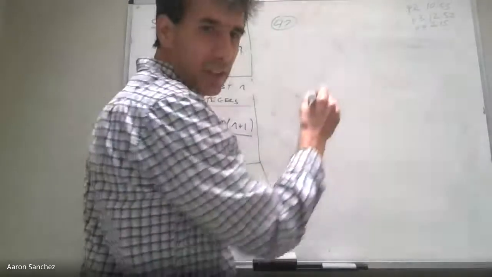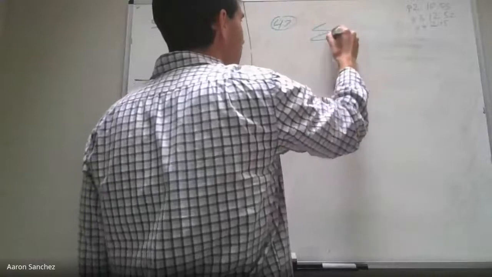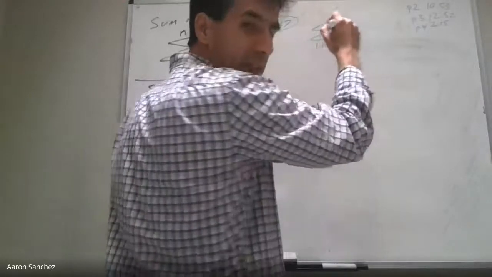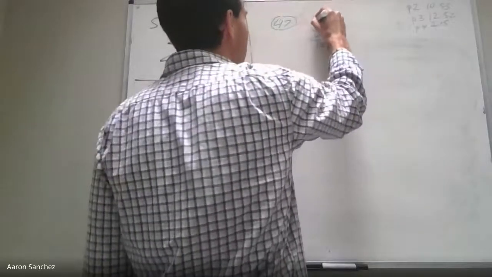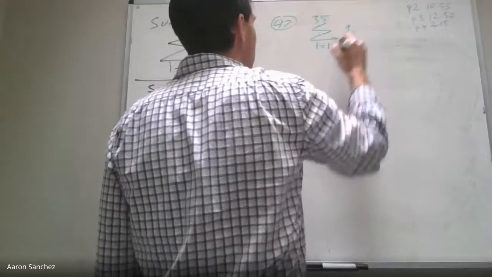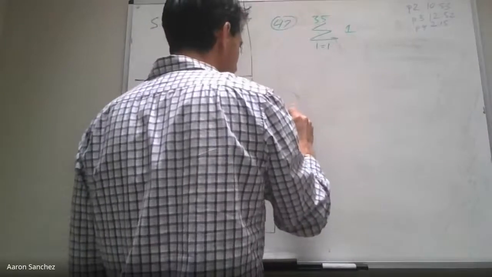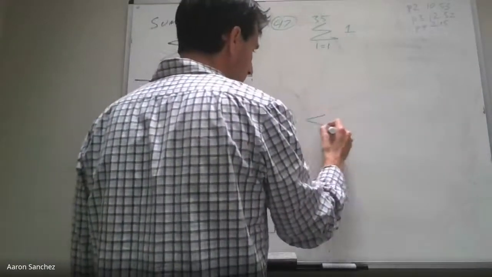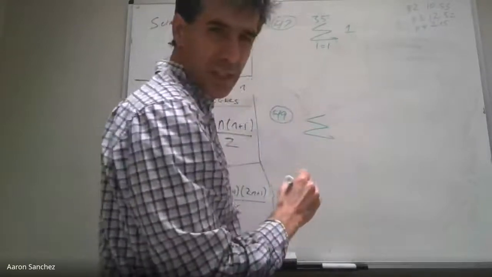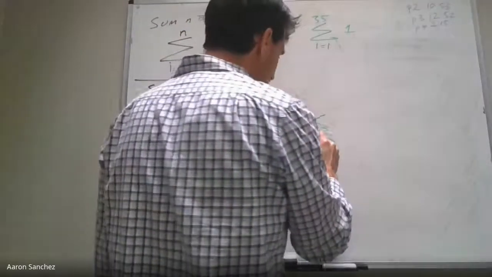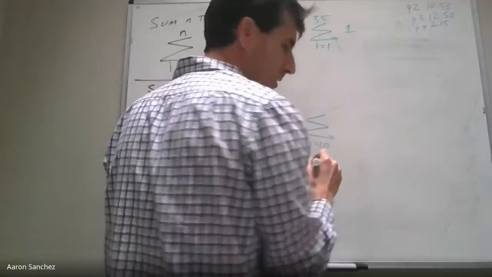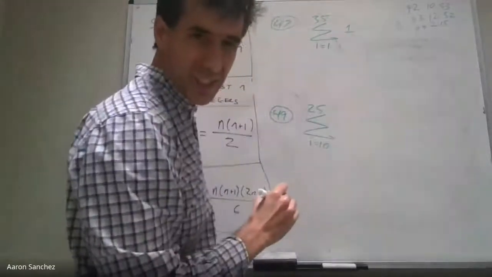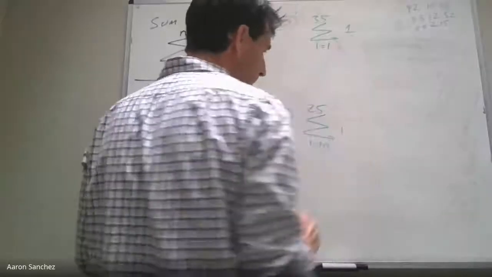47 is sigma. First term is 1, 35, and 1. And then 49, I'm just writing them out so you guys can see. 49, sigma. First term is 10. This one's kind of weird. Hopefully I can explain so it makes sense. And then we have I. Okay.